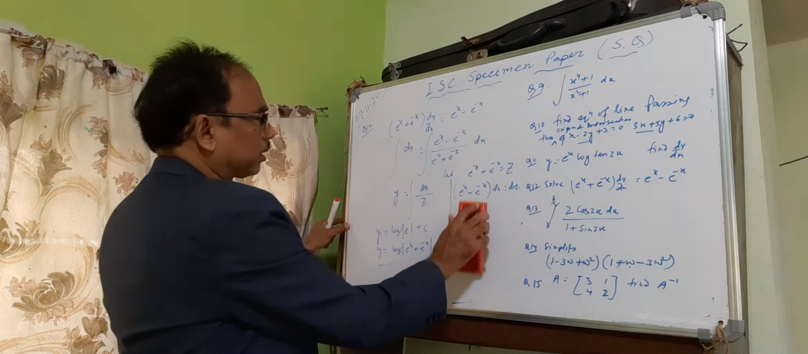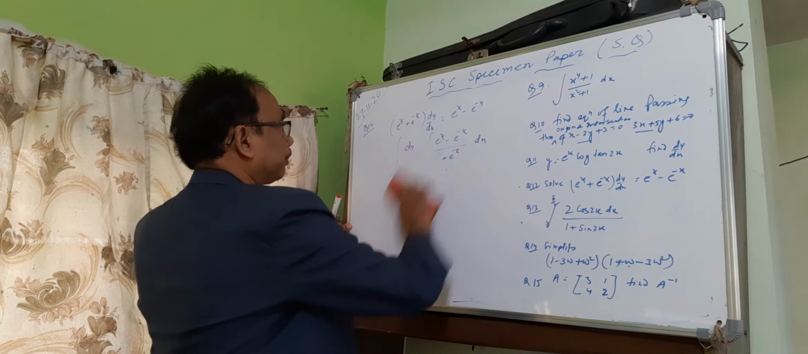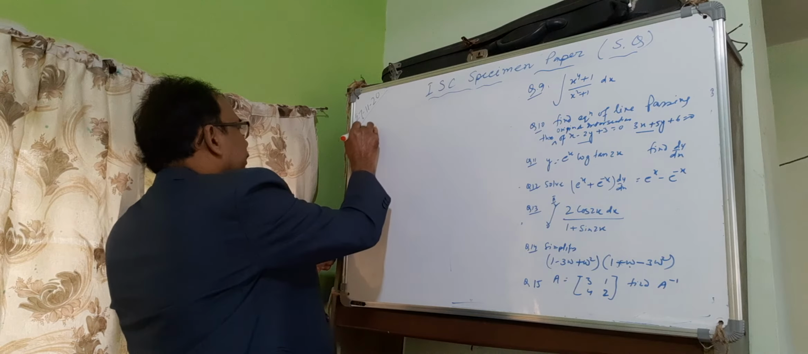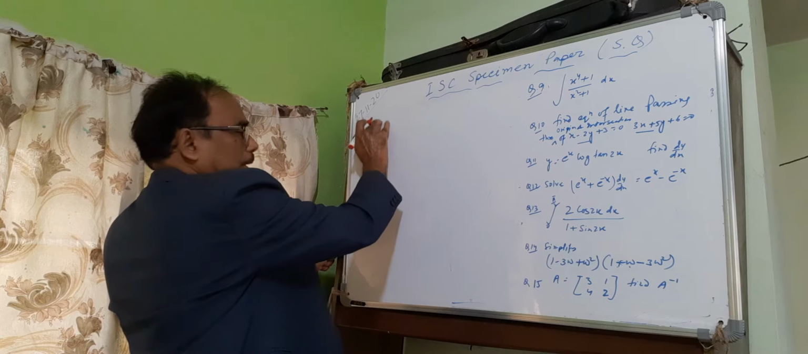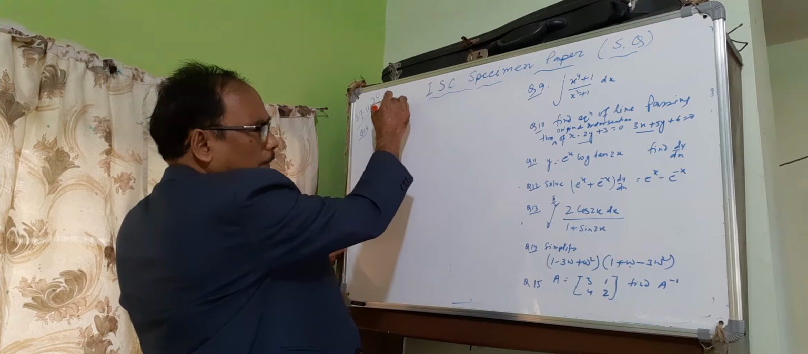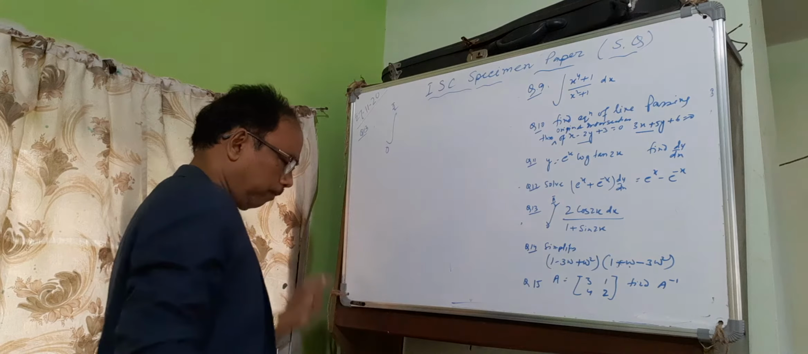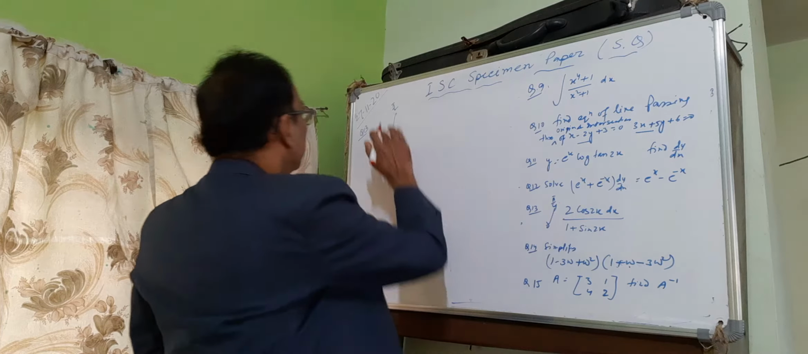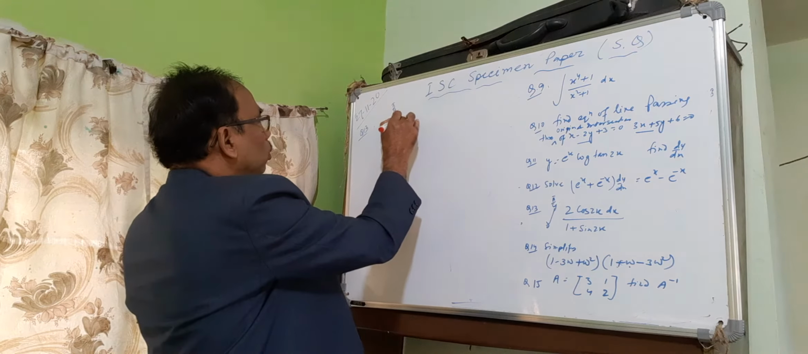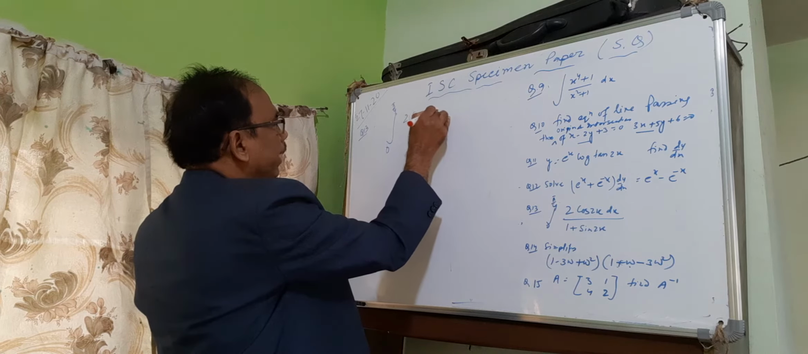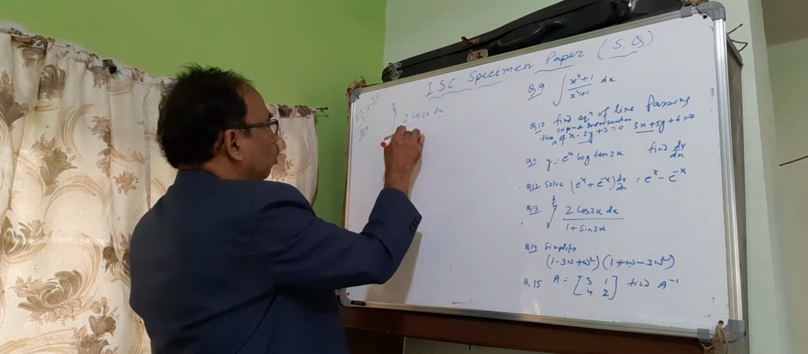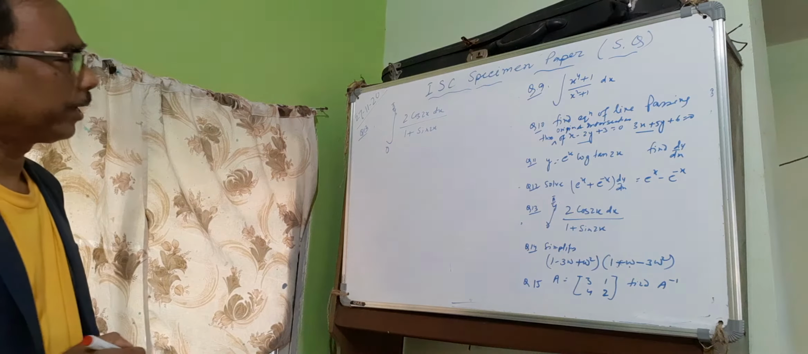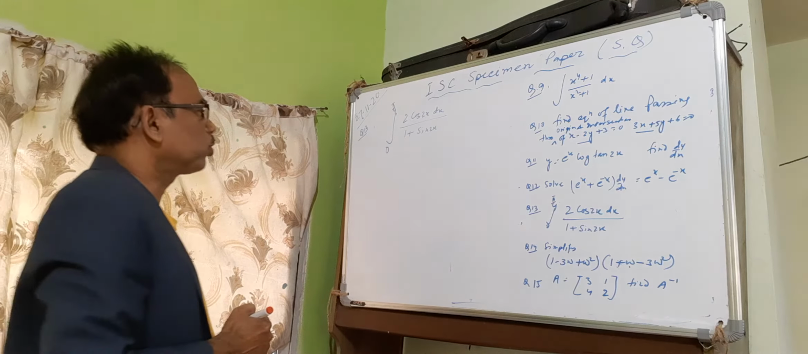Next, sum number 13. Question number 13. Here, integration from 0 to pi by 4 of 2 cos 2x dx over 1 plus sin 2x. We have to integrate it. It is definitely an integral sum, a short type of question.